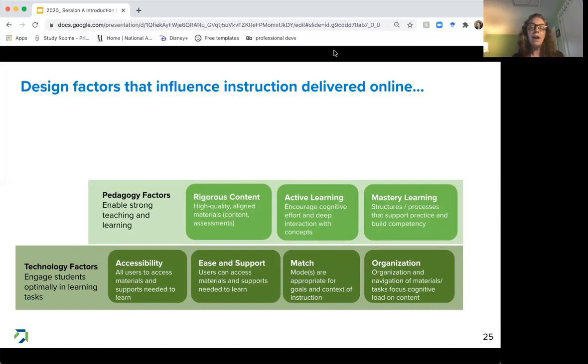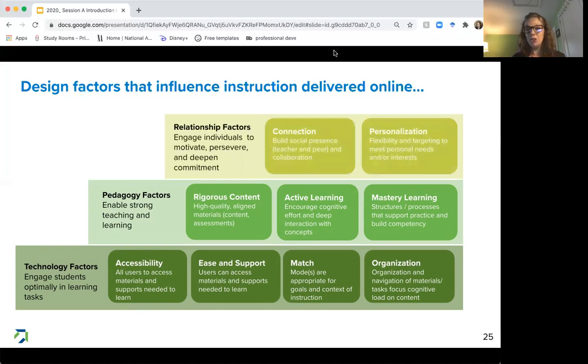Finally, mastery learning. So we've spent a lot of time recently worrying about students' levels of engagement in remote learning, when candidly, what we really want to be focused on is, are students learning? So what are the structures and the processes that we're setting up to build opportunities for students to self-assess, to practice, to get coaching and specific feedback, and to build their competency and show that they are mastering material over time?